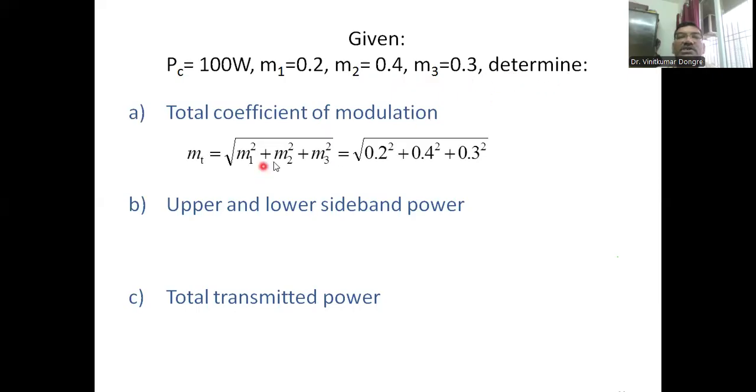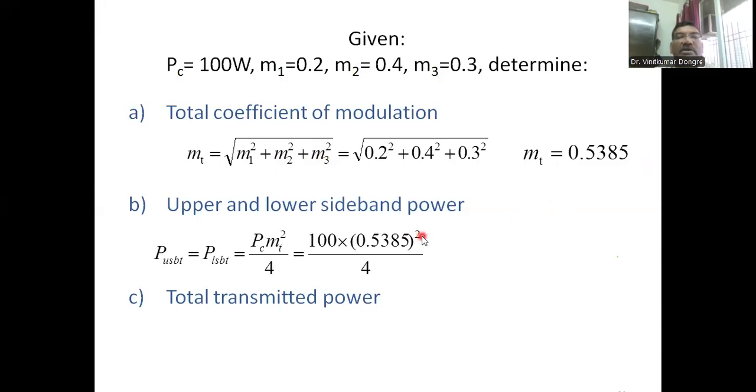So the total coefficient of modulation is M total. Three components are there, so I take M1 square plus M2 square plus M3 square, under root of all. So 0.2 square plus 0.4 square plus 0.3 square. How much is it? MT equals 0.5385. If you calculate this, it is very simple.